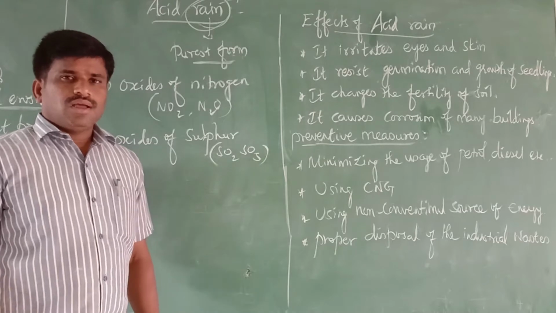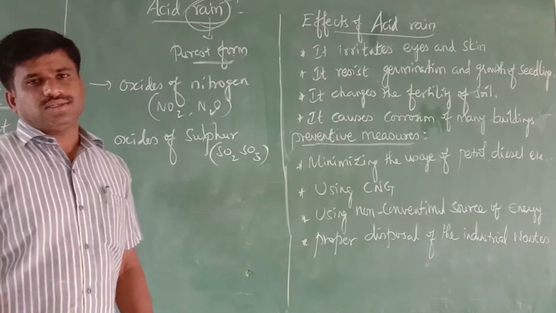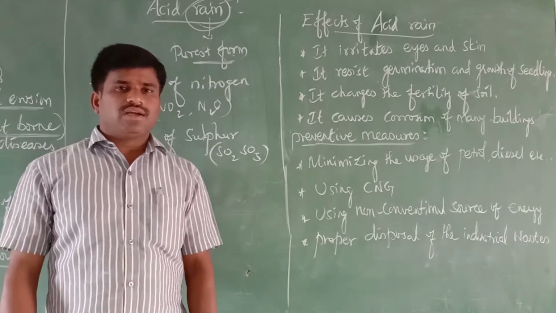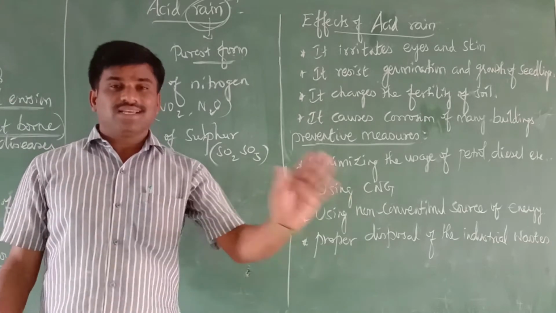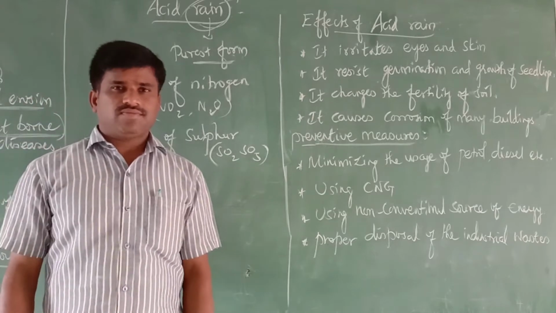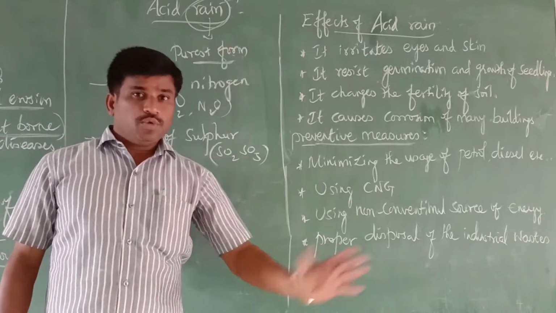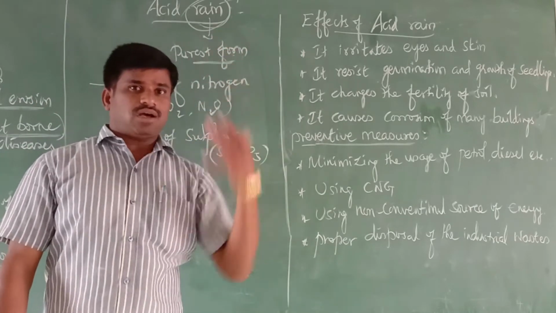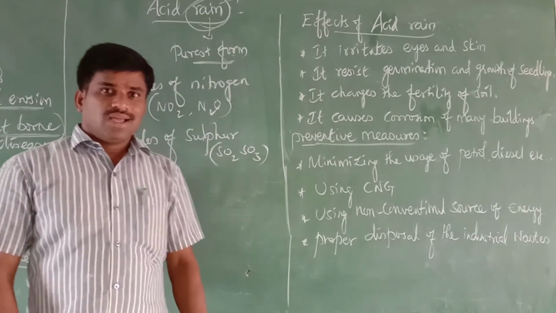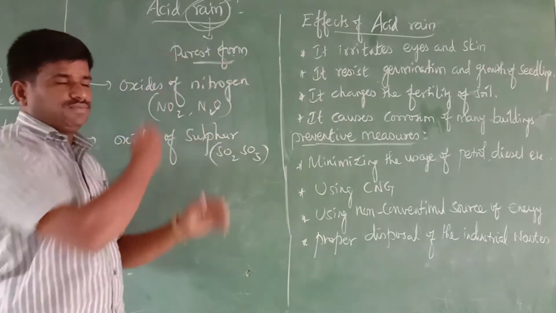The factories release gases. Even fossil fuels like petrol engines and diesel engines release sulfur dioxide and nitrogen dioxide gases. Even during a volcano eruption, hazardous gases are released, the sulfur dioxide and nitrous oxide. These are all called air pollutants.